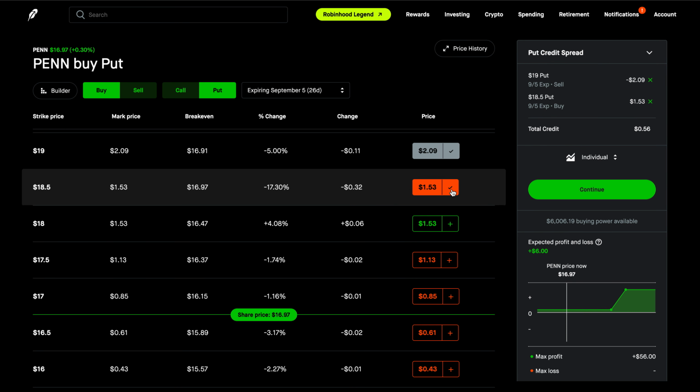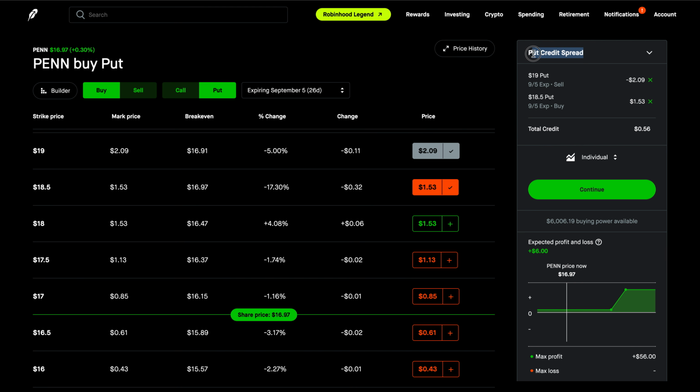And so as you can see, this is a put credit spread. Robinhood recognizes this as a put credit spread. As the name suggests, we're using puts, and we're also going to be entering for a credit. And we can see this down here. So how much is the credit according to Robinhood? It's going to be about $56 here.